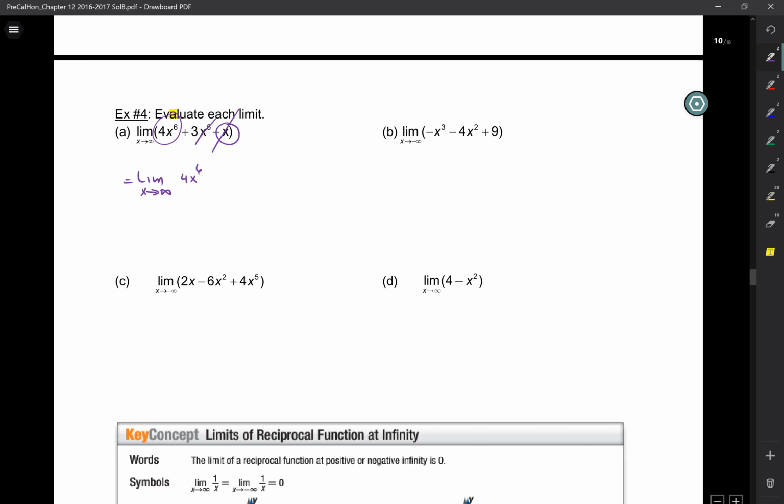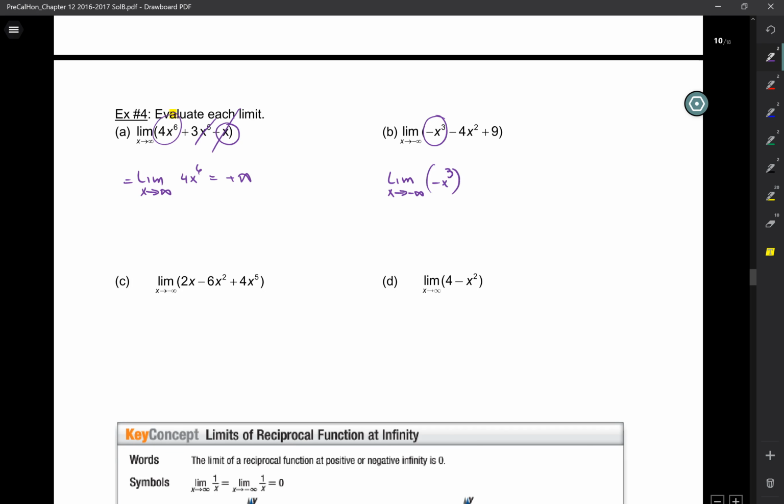Now, this is an even exponent, so whatever number I put in there is going to end up positive. The coefficient is positive, so this is going to be positive infinity. All right, what about the next one? It is easy. I'm just going to take the term negative x cubed. So this is the limit as x approaches negative infinity of negative x cubed.